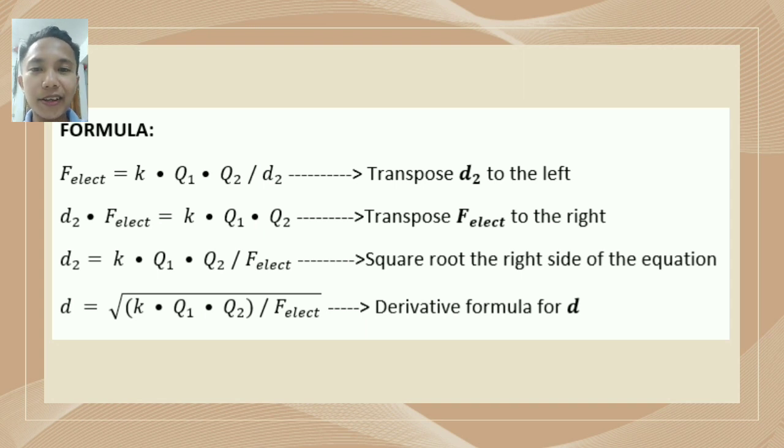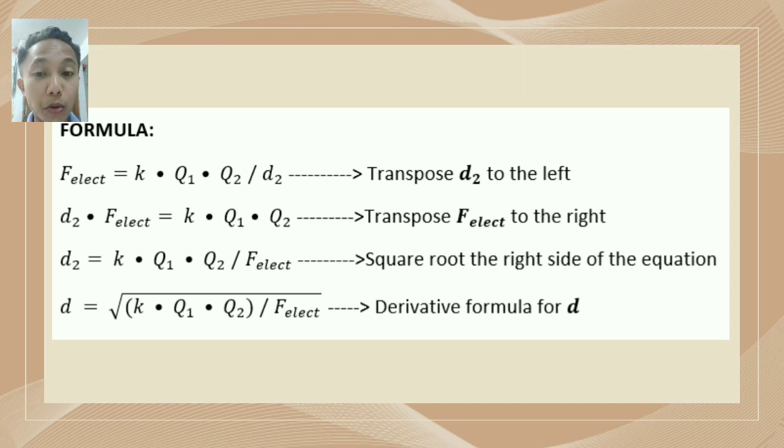Then, we need to transpose d squared to the left side of the equation. Next, we need to transpose the electrostatic force to the right side of the equation. Then we take the square root of the left side and the right side. Okay. Then you'll get the derived equation of the separation distance.